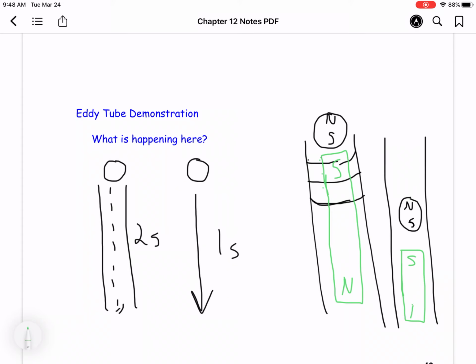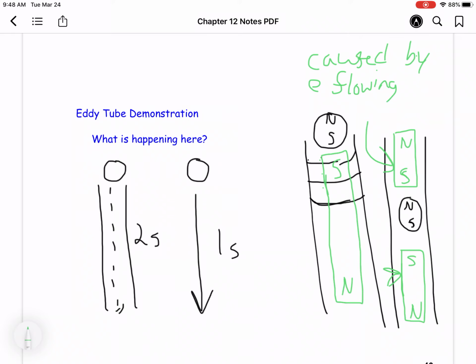south opposing south and north at that end, and this side wants to pull it back up, so it's actually going to create a south and a north because it wants to pull it up, because if it's falling away, it's going to do the opposite. So as it goes through these magnetic fields that are induced because of the electrons flowing, this green is caused by electrons flowing around the tube.